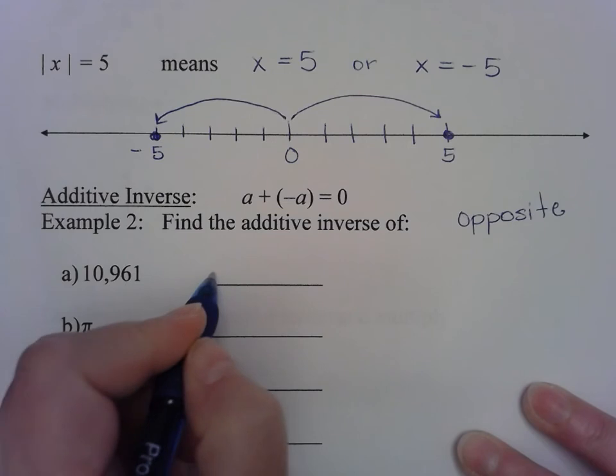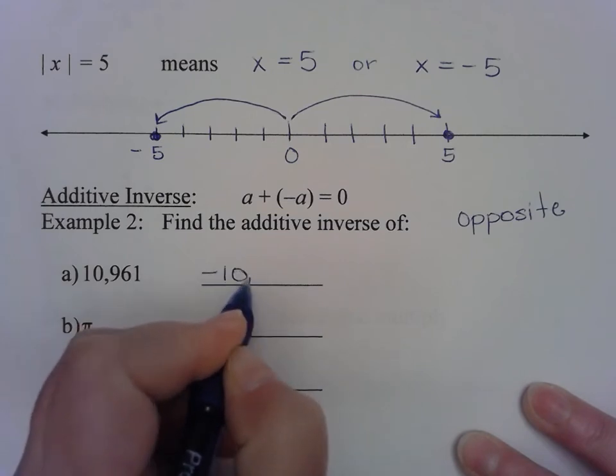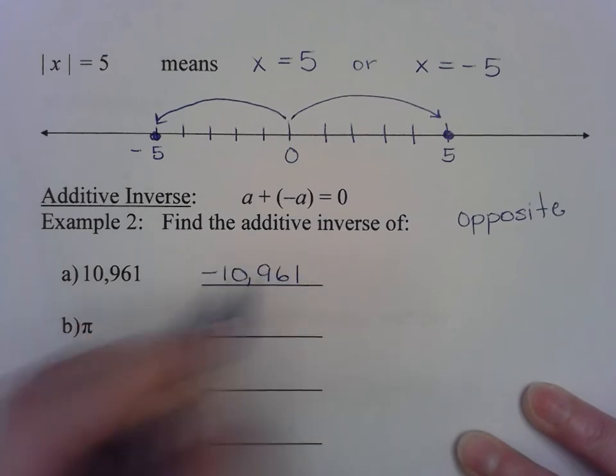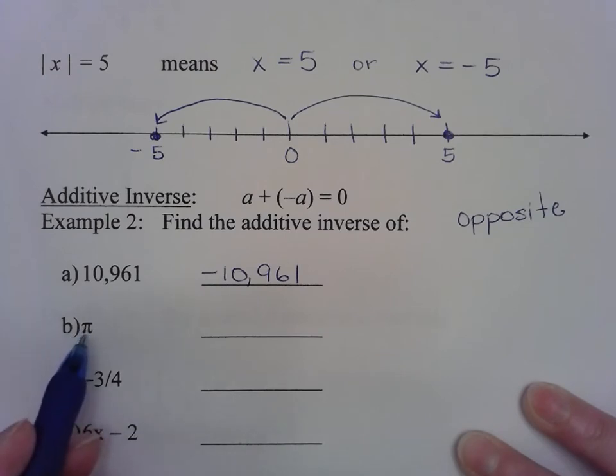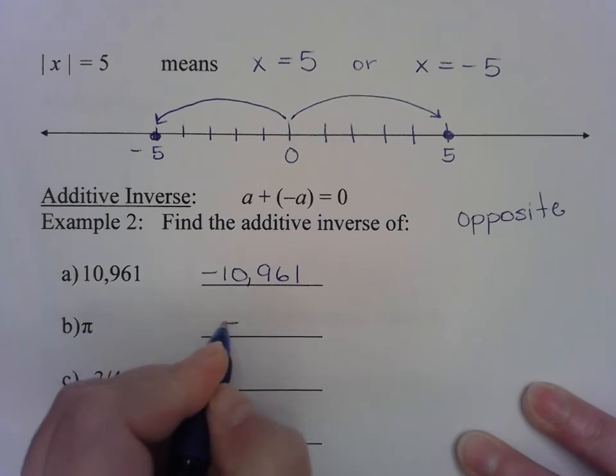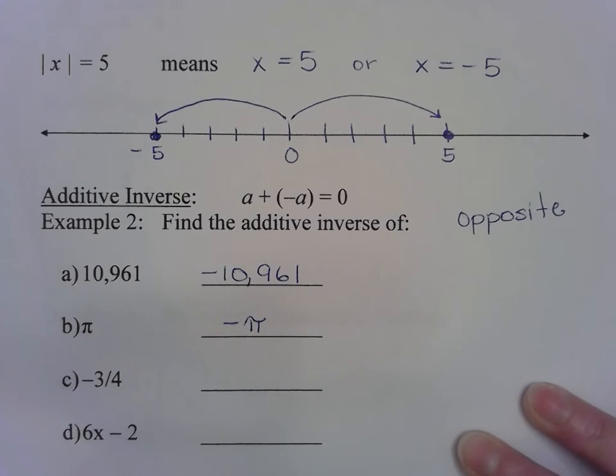So if I have a number, its negative is the additive inverse. The opposite, or the additive inverse, of pi would be negative pi. And the opposite of something negative would be something positive. So the opposite of negative 3/4 would be positive 3/4.